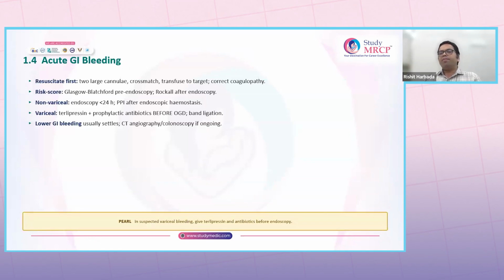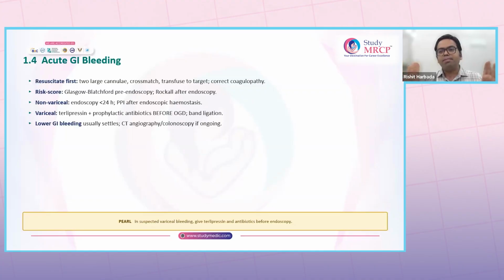The second important topic from your MRCP point of view is acute GI bleeding. In the case of acute GI bleeding, you have to determine whether the bleeding is above or below. GI bleeding can be in the form of hematemesis, where the patient may actually vomit out blood, or the blood may come out from the lower part, that is, the patient may have melena or hematochezia or fresh PR bleeding.